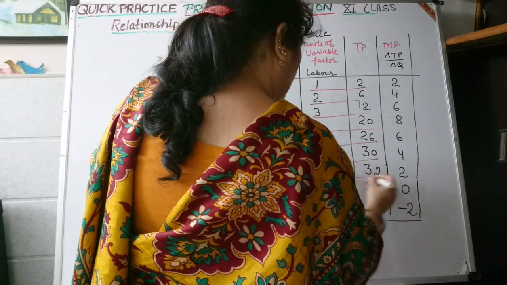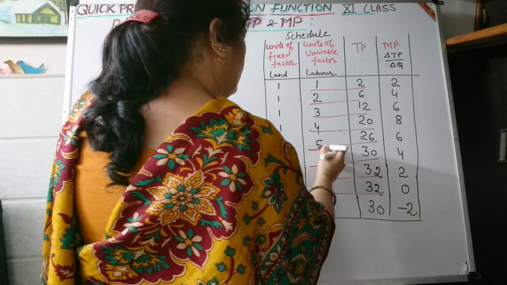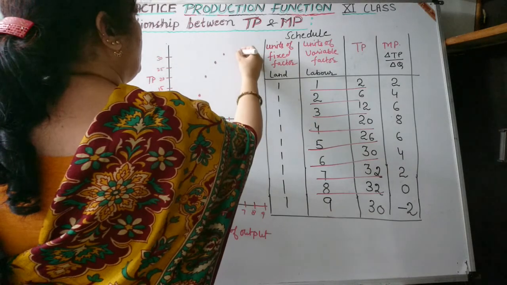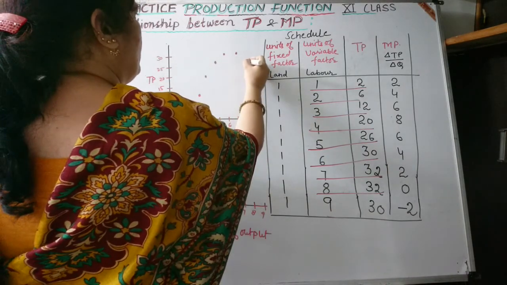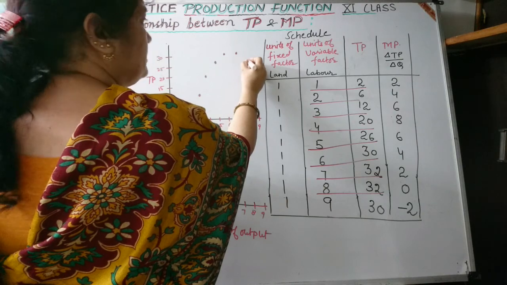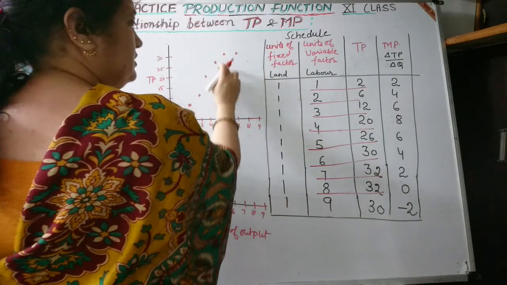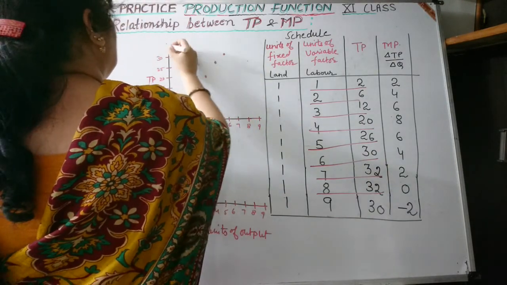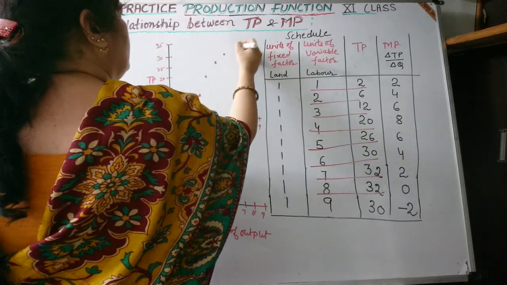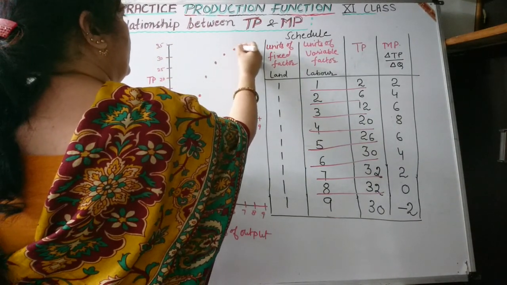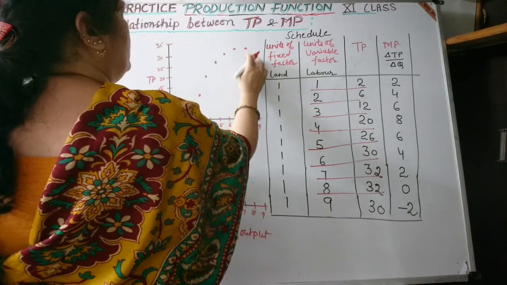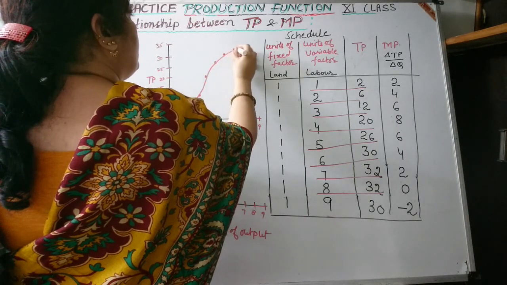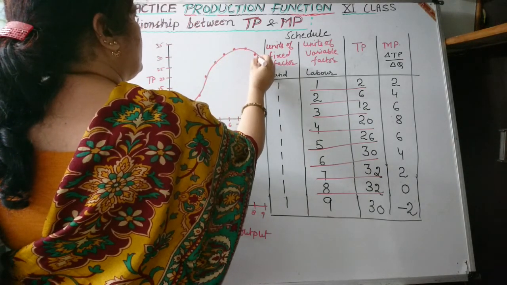At sixth unit of output, total production is 30. At seventh unit of output, it is 30. At 8th unit of output it is 32, and at 9th unit of output it is 30. So while joining all these points we will get the total production curve.